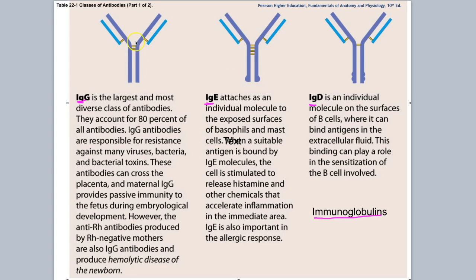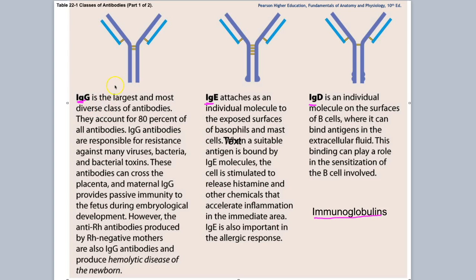There's different IgG molecules, all that recognize different foreign antigens. There's different IgE molecules, all that recognize foreign antigens. There's different IgD antibodies, all that recognize foreign antigens. So let's look at some of these different kinds. There's two others on the next slide as well.